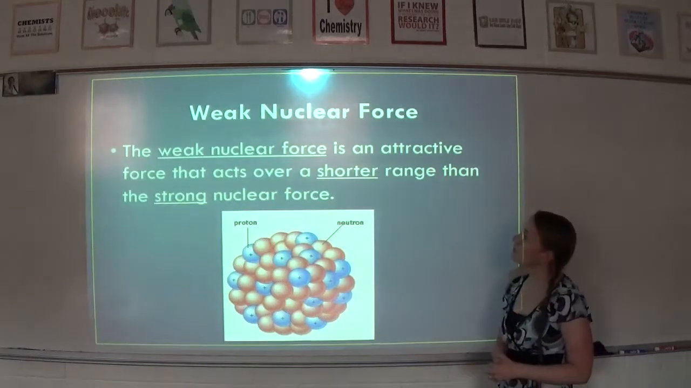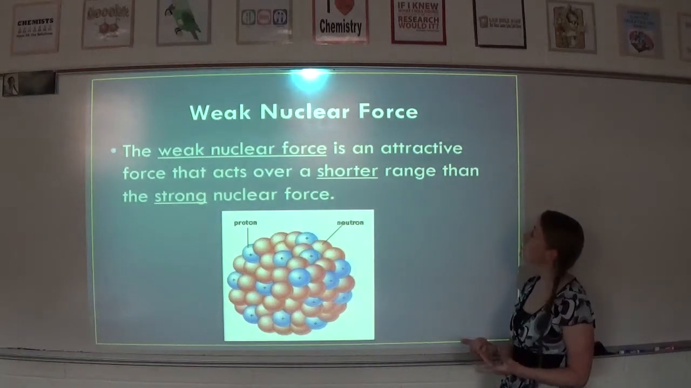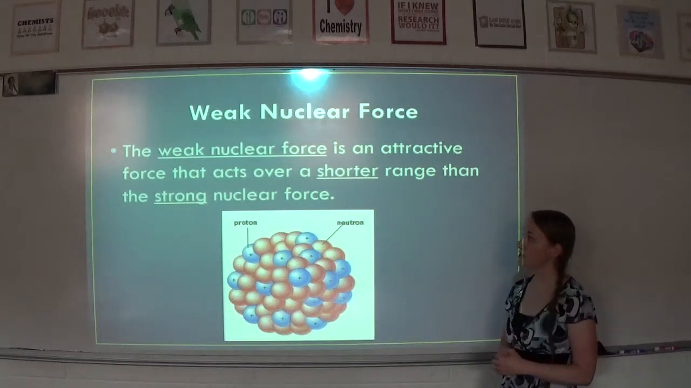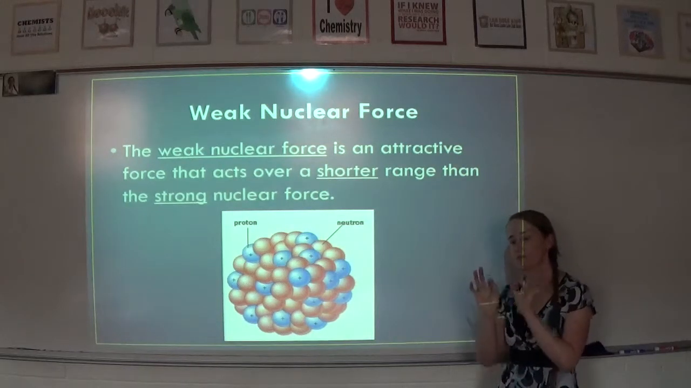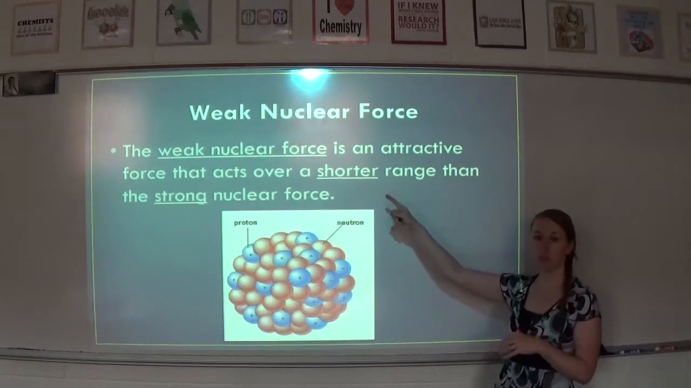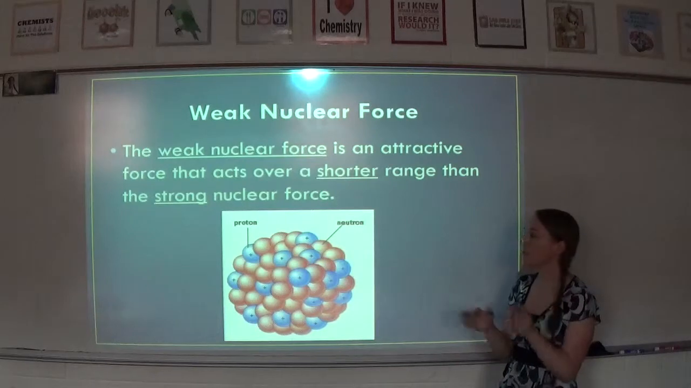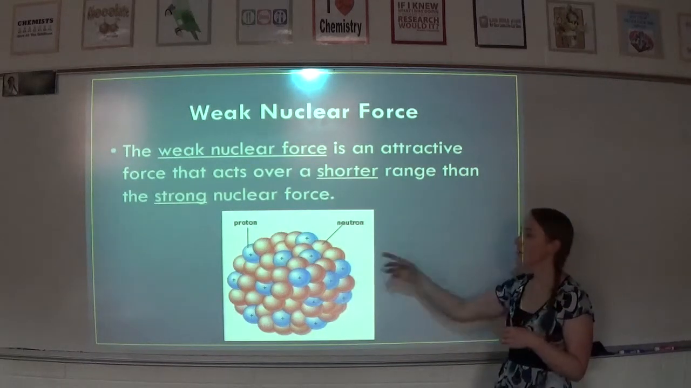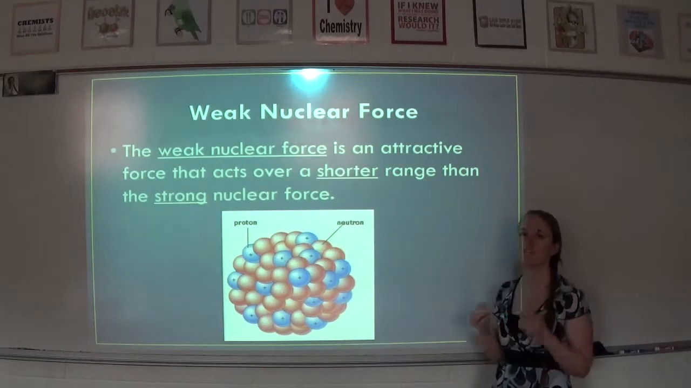The weak nuclear force is an attractive force that acts over a shorter range than the strong nuclear force. So strong nuclear force can act over a larger distance than weak nuclear force. However, neither of them act over a very large distance at all. Because remember, we're just talking about a nucleus. That is very, very, very tiny.